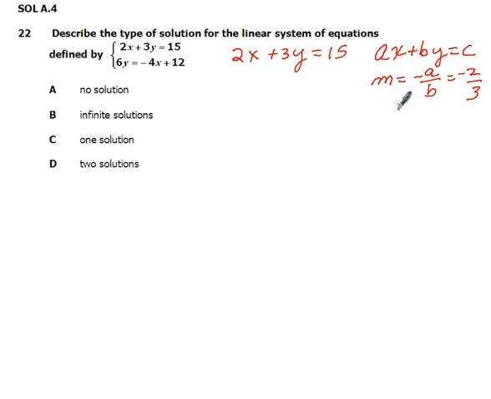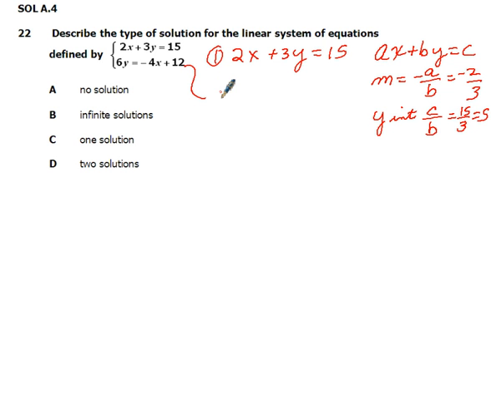Also, the y-intercept of that line has a formula. The y-intercept is equal to c over b. So that equation has a y-intercept of 15 over 3, which is equal to 5. So I know the slope and the y-intercept of that line. Let's call that line 1.